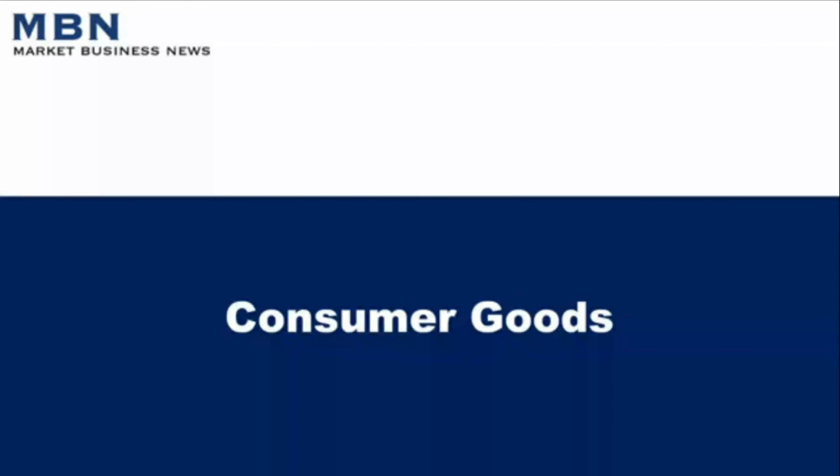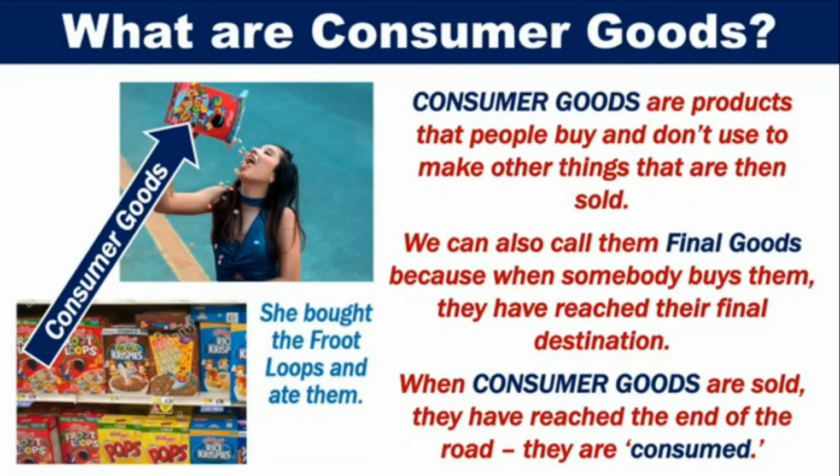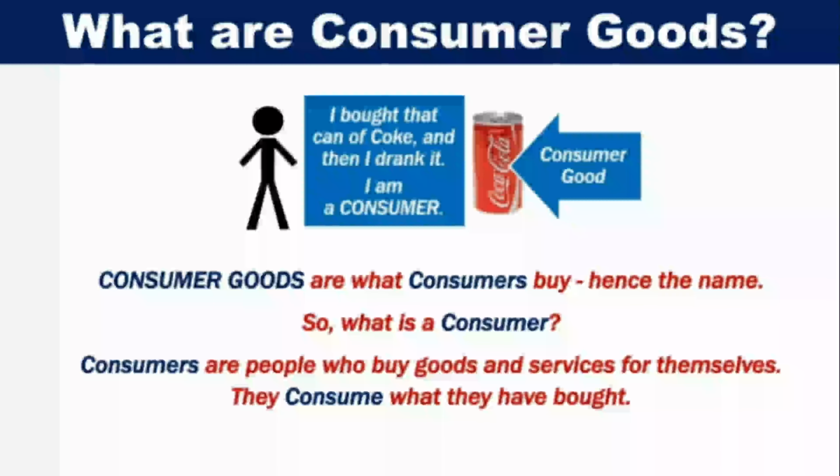What are consumer goods? Consumer goods are products that people buy and don't use to make other things that are then sold. We can also call them final goods because when somebody buys them, they have reached their final destination. When consumer goods are sold, they have reached the end of the road. They are consumed. Consumer goods are what consumers buy, hence the name.